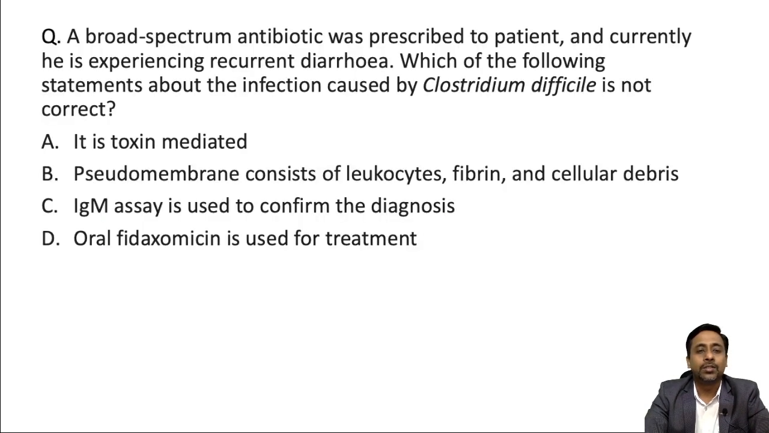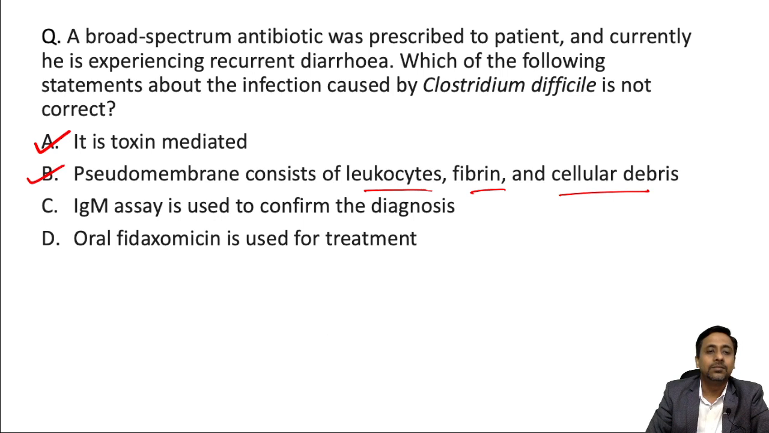Now the next question which was asked in the same topic is, a broad spectrum antibiotic was prescribed to a patient who is currently experiencing recurrent diarrhea. Which of the following statements about the infection caused by Clostridium difficile is not correct? So if you remember, I told you it is toxin mediated. The toxins are A and B toxin. Pseudomembrane consists of leukocytes, fibrin, mucus and cellular debris. This is also correct.